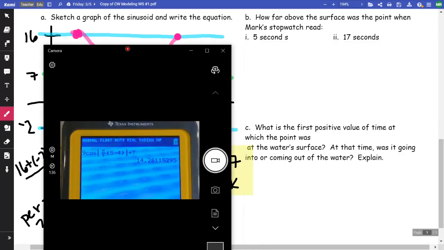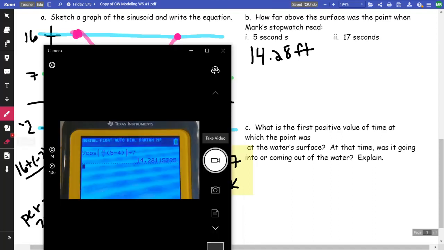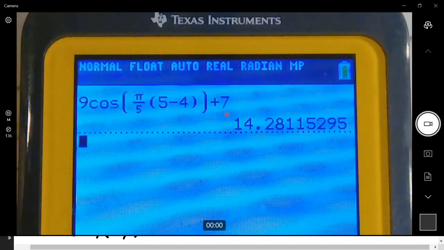Okay. So this answer is 14.28 feet. Okay. So then I am going to do the same thing. Let me get it back up. Hold on. But this time I'm going to put in 17 seconds. So here, let me just get this a little bigger now.